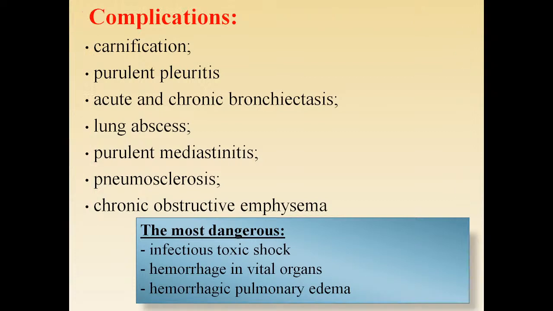Complications. Let's talk about complications of influenza. Complications associated with lung damage, with pneumonia, include carnification, purulent pleuritis, acute and chronic bronchiectasis, lung abscess, purulent mediastinitis, pneumosclerosis, and chronic obstructive emphysema. These are lung complications.